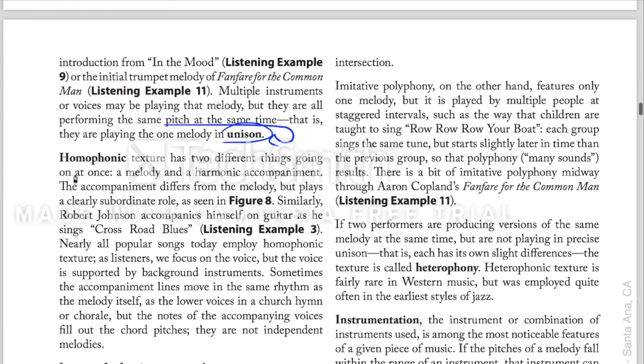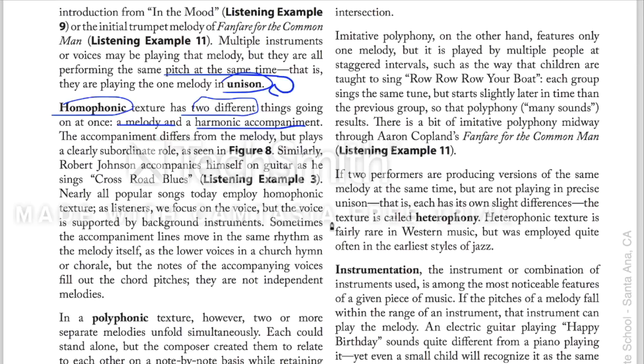Homophonic texture has 2 different things going on at once. 2 things, not one thing. One's a melody and a harmonic accompaniment. The accompaniment differs from the melody but plays a clearly subordinate role, as seen in figure 8. Similarly, Robert Johnson accompanies himself on guitar as he sings Crossroad Blues in example number 3.